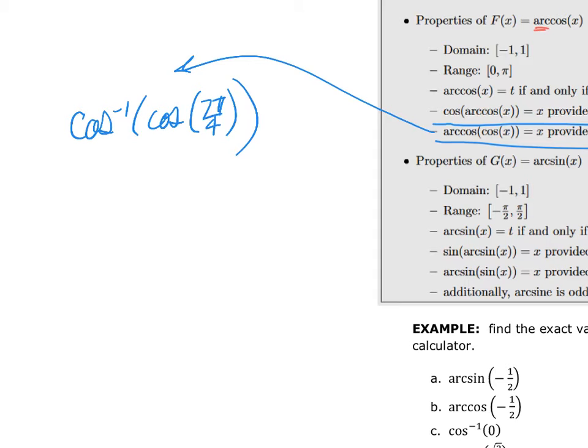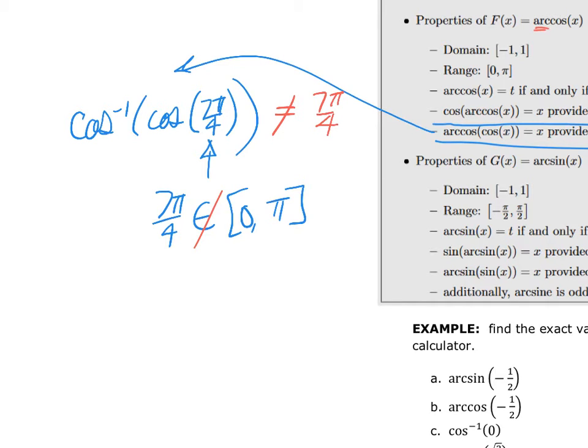Is 7 pi over 4 in the interval between 0 and pi? No. Because this is a really bad arrow, this is not an element. It does not belong to 0 to pi. It is not in there. That means this will not equal 7 pi over 4.